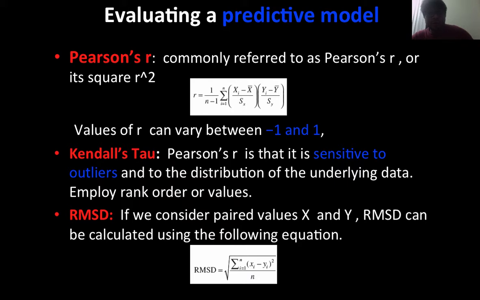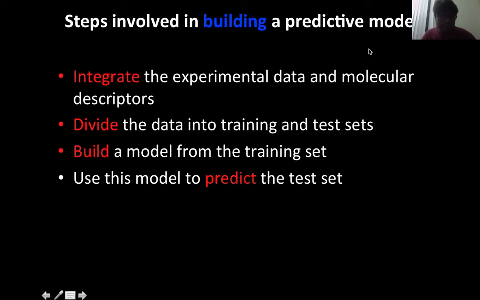So that's why employing a rank order of values is considered insensitive, and it actually gives you a more perfect score, or you can say a perfect metric to evaluate a model. Apart from that, we also use the root mean square deviation. That's considered the paired values of the x and the y. RMSD can be calculated using the equation given below.